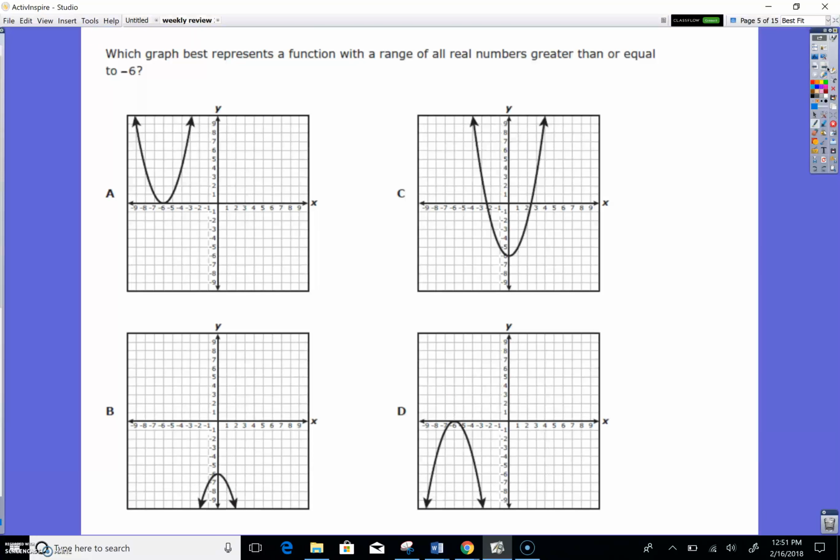Which graph best represents a function with a range of all real numbers greater than -6? Range, remember we look at the y, okay? So -6, -6, -6, -6. And we want greater. This is less than. This is actually 0. Okay, so this one is correct. This one is 0 also, so that one is wrong.